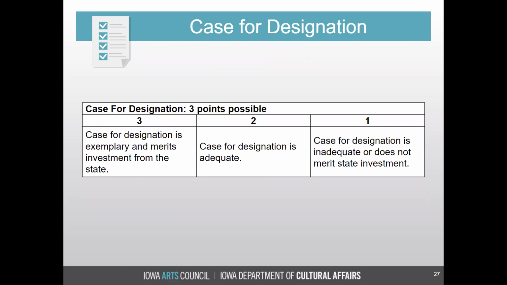The last piece of the criteria in the rubric covers the case for support. This does not pertain to a specific application section, but rather to the application as a whole. This is where the panel will evaluate the quality of the overall application and whether the application made a strong case for support in terms of designation by the state.